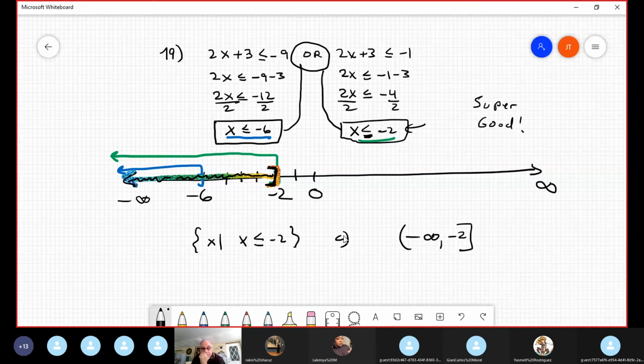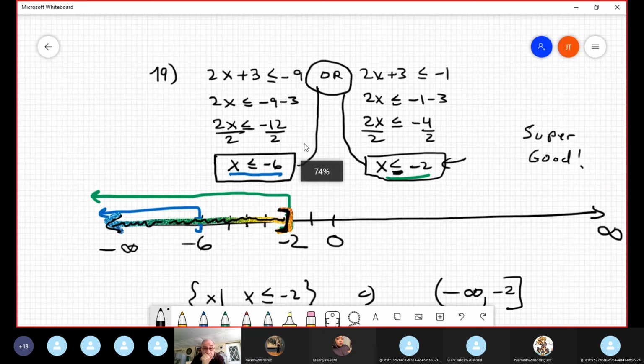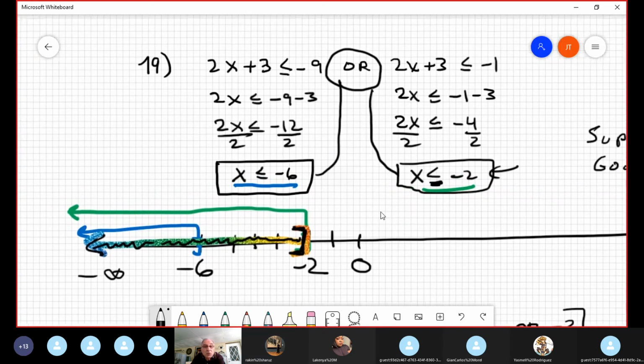I have a question. Go ahead. In the beginning of 19, 2x plus 3 greater than or equal to -9. Why did you change the direction of the greater or less than or equal? Good question. You change the direction when you divide by a negative number, but in this case, no. In this case, I don't change the direction because you are dividing by 2, which is positive. And when you divide by positive, the direction stays the same. When you divide by negative, the direction reverses. It's switching.